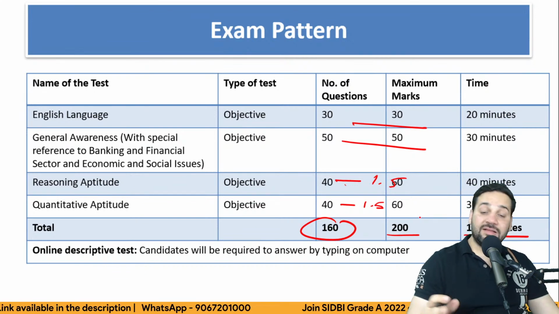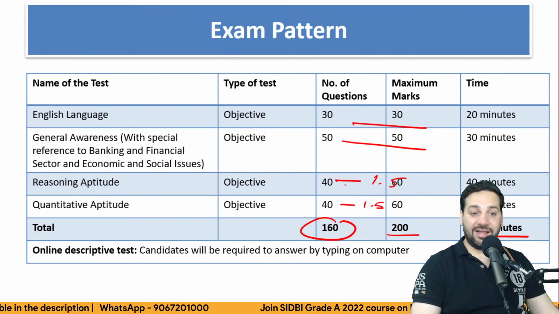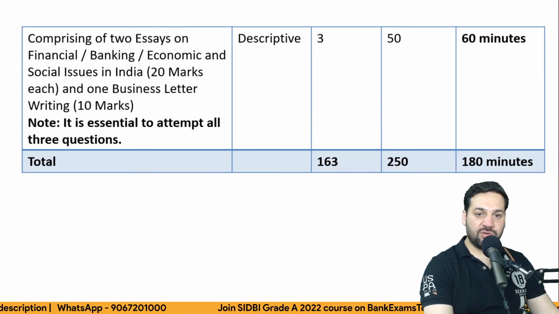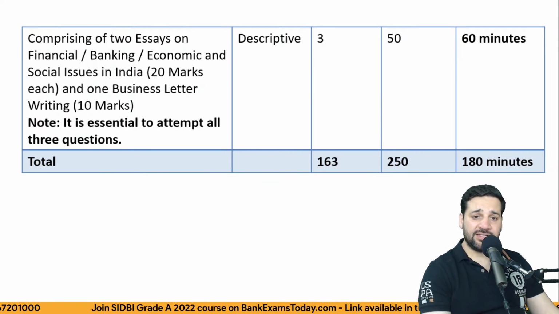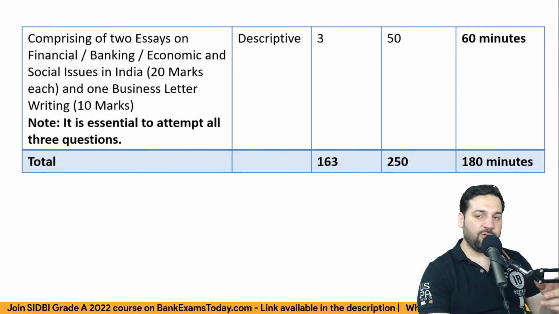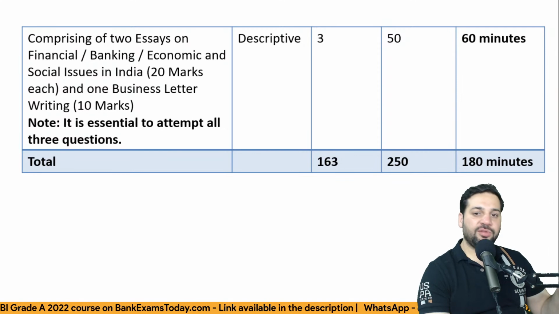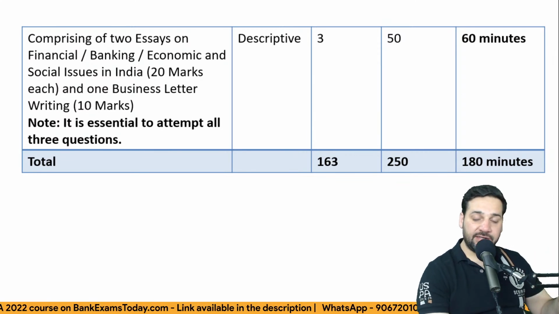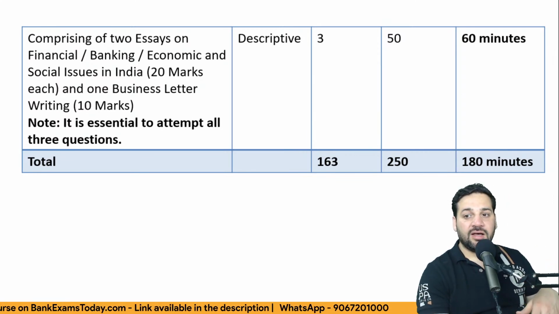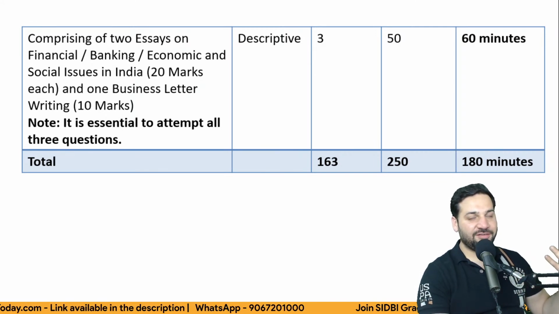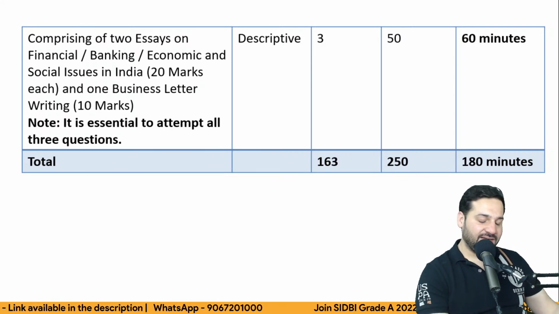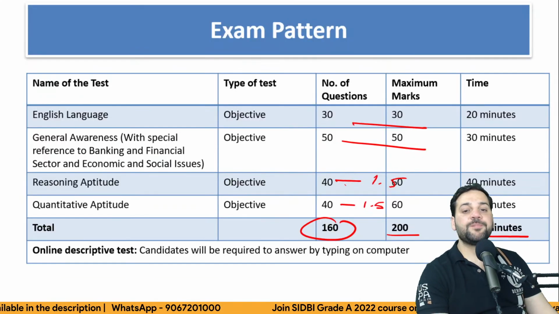Sectional timing is there. Sectional cutoff is also there. And there is a descriptive paper, which comprises 3 questions: 2 essays and 1 business letter. I'm going to share important sessions on how to write an essay and how to write a letter on this channel as well. A separate 60 minutes would be allotted, which is actually not enough to write 2 essays and a letter, but still we'll give our best.